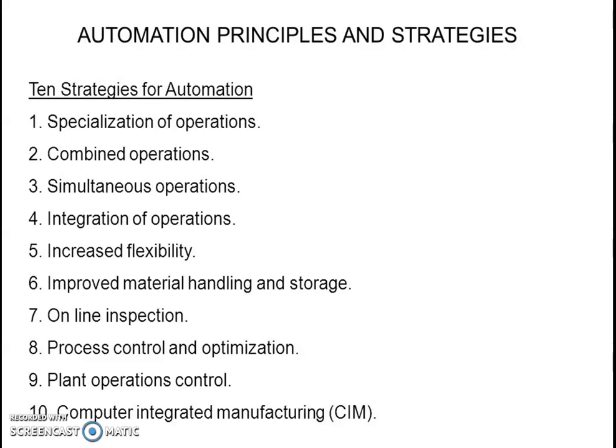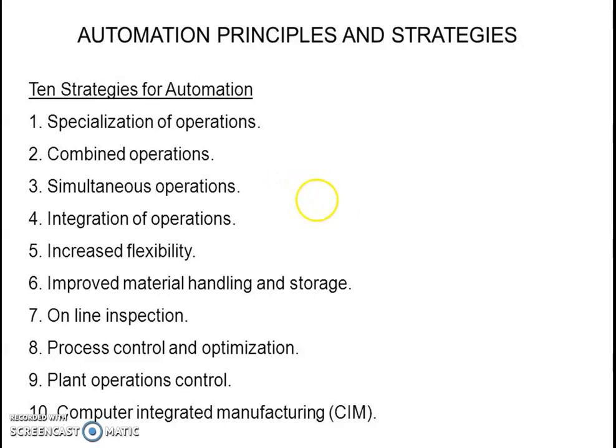And integration: once that is done, increase the flexibility. You have to choose in such a way that the number of productions and operations can be done simultaneously, so that through flexibility you can do it clearly, without any hesitation. Improved material handling and storage: you already know which part has to move from one station to another, and everything is categorized. Online inspection, you can do that. And process control and optimization: everything is managed, and the material required can be optimized. Plant operation controls: if all the above are controlled, then the operation control governs each and every individual machine.